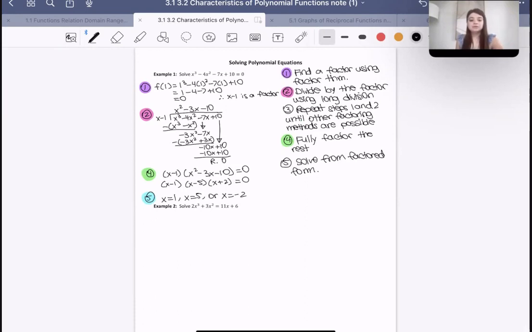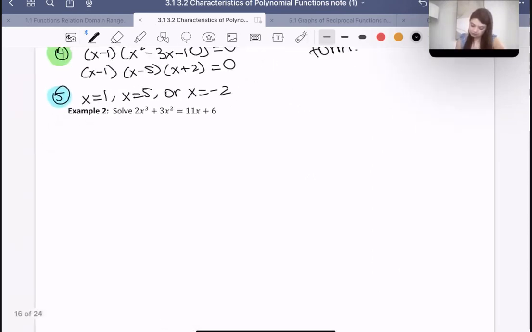Okay, let's move on to a second example. I actually think today there's going to be 4 examples for us. Let's move on to our second example here, though.